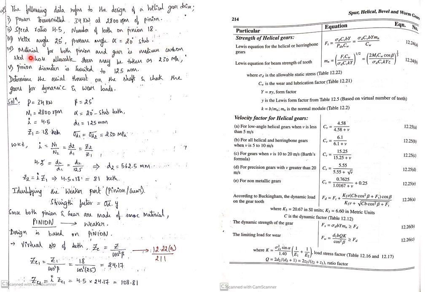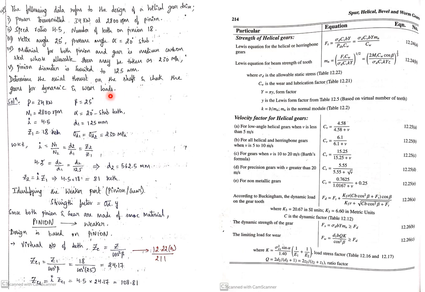Both materials are made of carbon steel whose allowable stress is 230 megapascals. So he has given the allowable static strength. Now the pinion diameter is limited to 125 mm, that is D1 he has given. Now determine the axial thrust on the shaft and check the gears for dynamic and wear loads.